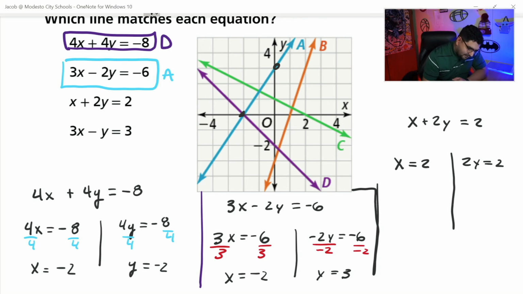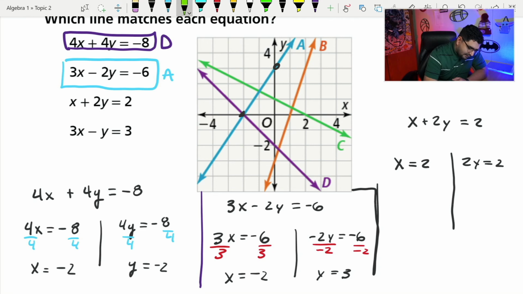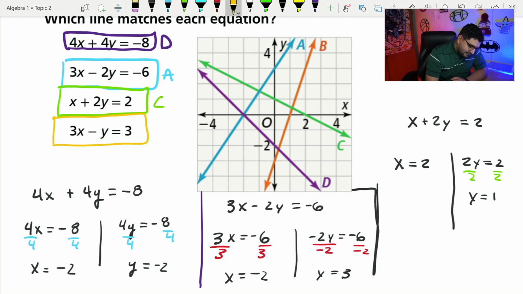Let's find out what our y-intercept is. What I can do here is divide by 2, and I get y equals 1. So now I'm looking for a graph that has an x-intercept of 2 and a y-intercept of 1. That looks like line C. Okay, 2 and 1. Now we know that this line is line C, and by process of elimination, we know that this line has to be line B. There we have it.